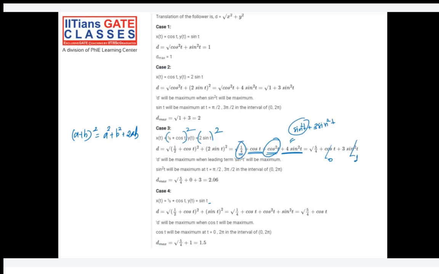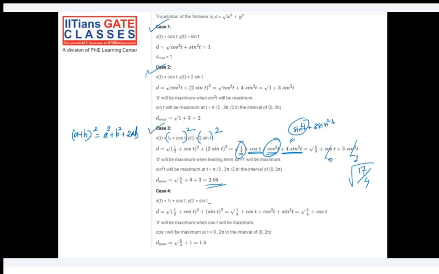5 by 4 plus 3 is like I think 12 plus 5, 17 by 4. So basically this number is more than 4, and if you take a root of it, you'll get a number more than that. So basically the third case is giving you the largest value compared to case 1 and case 2. Case 3 is giving you the largest value.